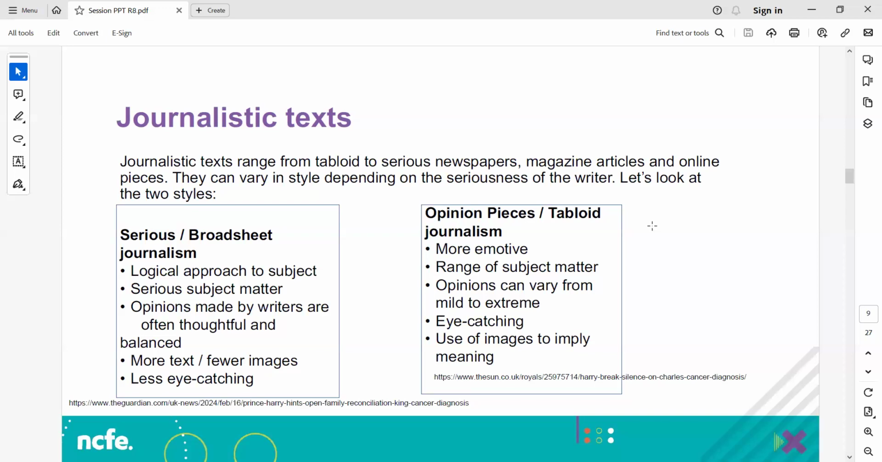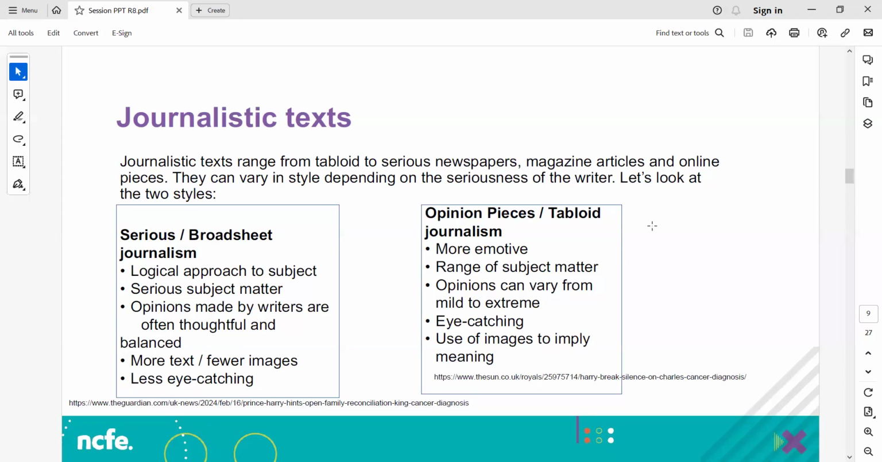If there's opinion, then it's often seen to be more thoughtful and balanced. There's more text and fewer images. So if you look at the front page of one of those newspapers, it's less eye-catching. There's a lot more text and often only maybe possibly one smaller picture.